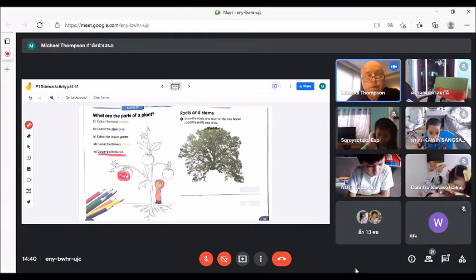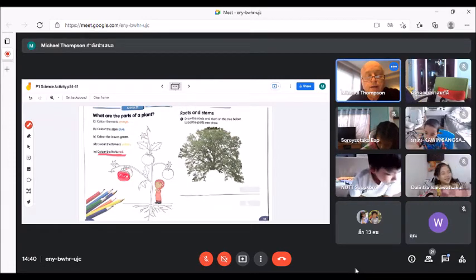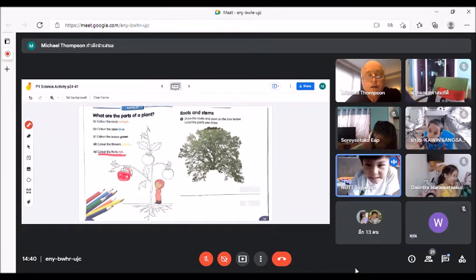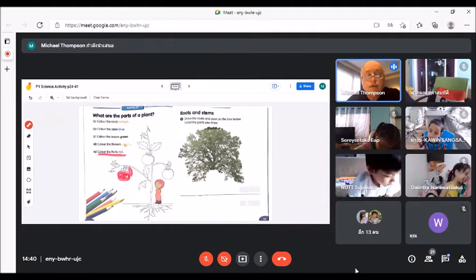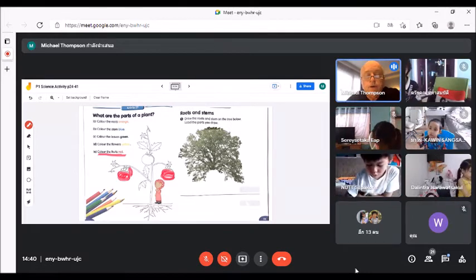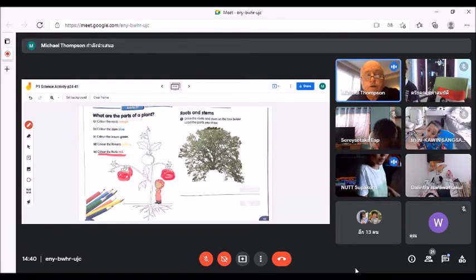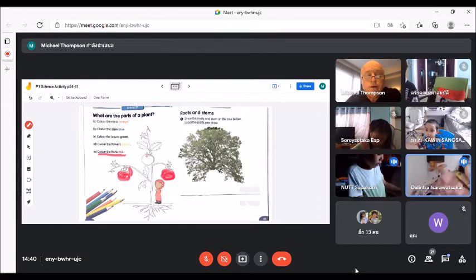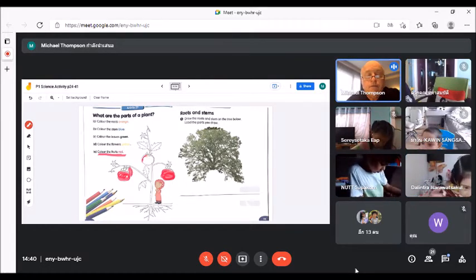All right, we're going to follow this guide. Flower is yellow. Which one is the flower? Do you know? Leaf is green. And what about the stem? Stem is blue. Now, if you remember where all the parts are, you should be able to do this all by yourself. Roots are orange.